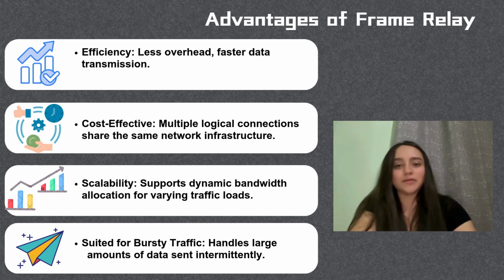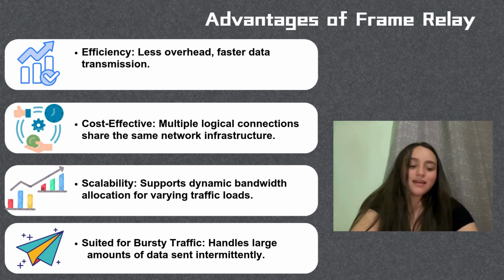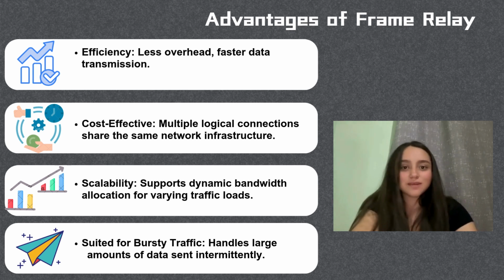At first, we have the efficiency. Frame relay is more efficient because it uses fewer error checking steps compared to other protocols like X.25, and this reduces the overhead, which means the data can travel faster, especially on reliable networks.